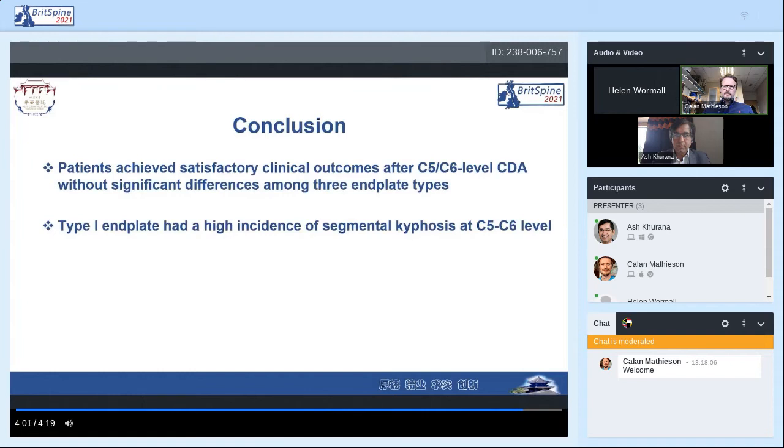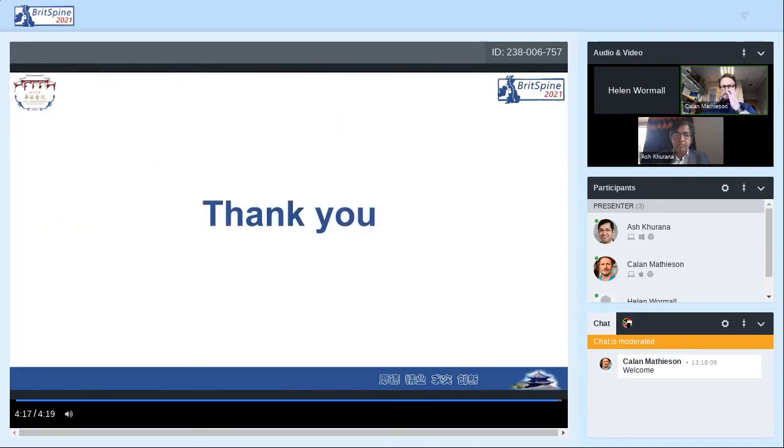In conclusion, patients achieved satisfactory clinical outcomes after C5-6 level CDA without significant differences among 3 endplate types. Type 1 endplate had a high incidence of segmental kyphosis at surgical level. Thank you.